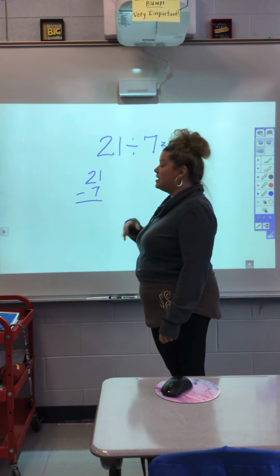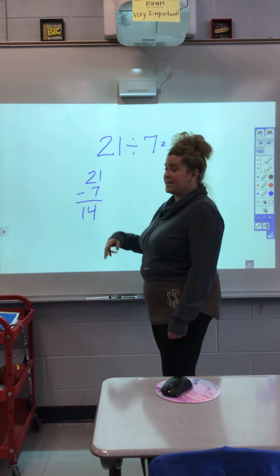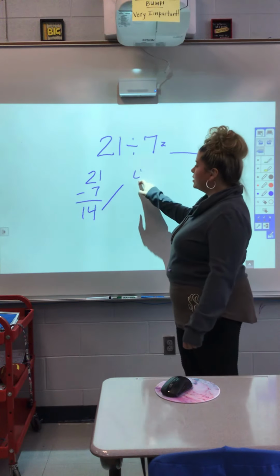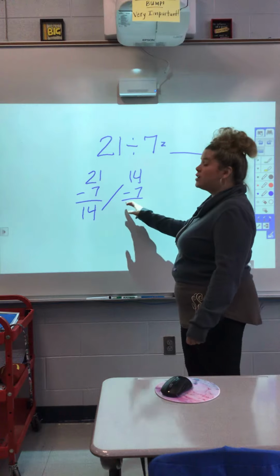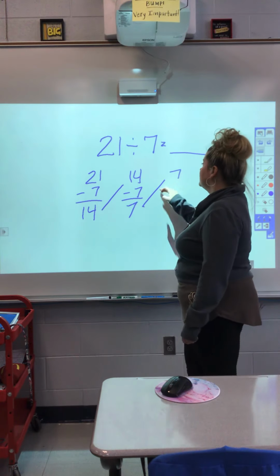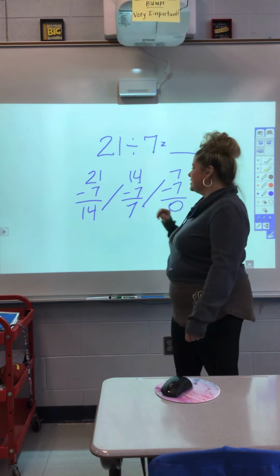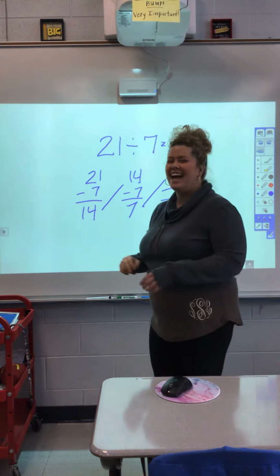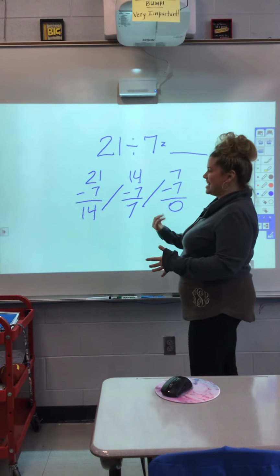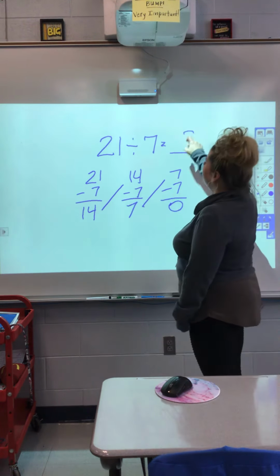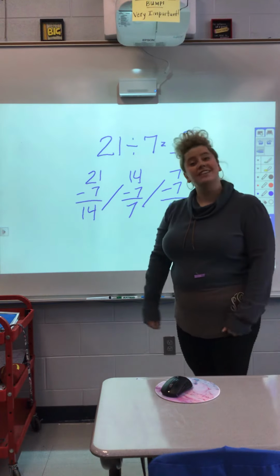21 minus 7 equals 14. 14 minus 7 equals 7. 7 minus 7 equals 0. 3 again. I don't know why I kept picking all these with 3 as the answer, but 1, 2, 3. So 21 divided by 7 is 3.